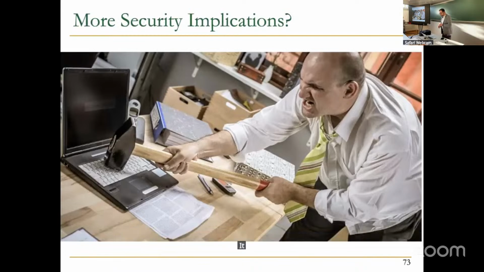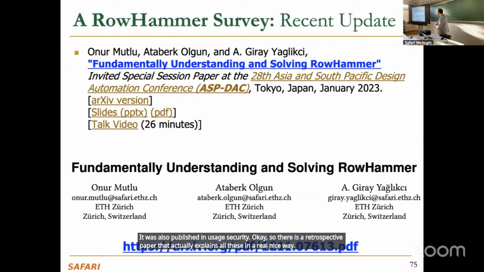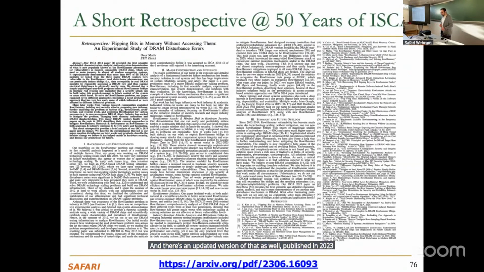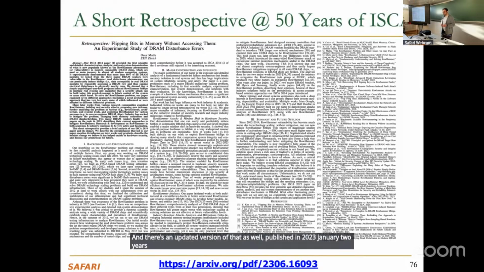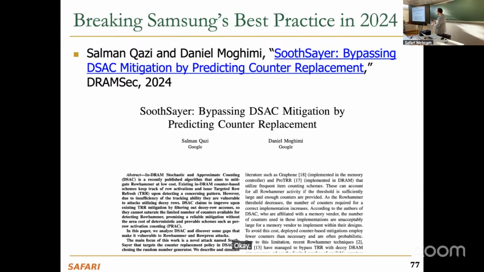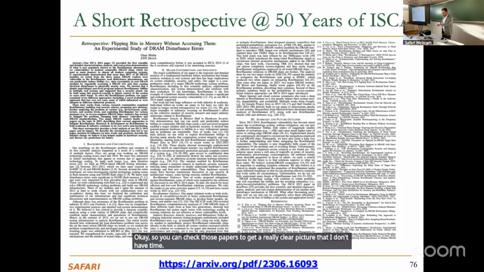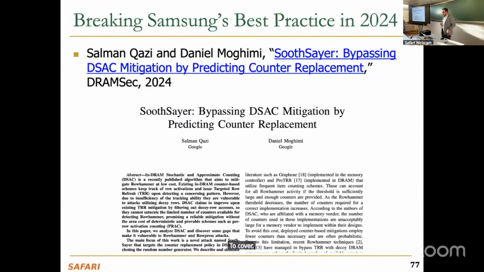It was also published in USENIX Security. There is a retrospective paper that explains all these in a really nice way, and there's an updated version of that as well, published in January 2023, 2 years ago. There's also a retrospective paper from ISCA's 50-year anniversary, I guess 2024? No, this is 2023. You can check those papers to get a really clear picture that I don't have time to cover.